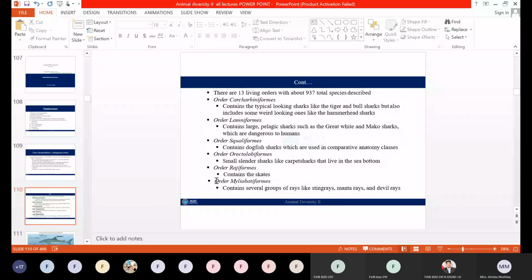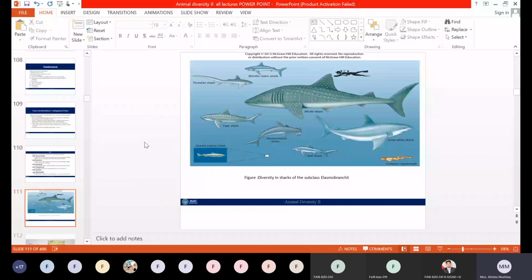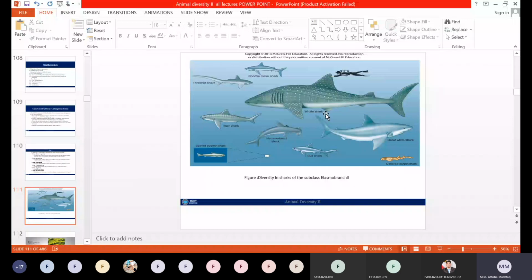Right. So here you can see in the diagram there is a diversity of sharks which belong to the subclass Elasmobranchii. Right? Like here you can see the tiger shark, whale shark, hammerhead shark, bull shark, great white shark. So there is a great diversity of sharks which are included in the subclass Elasmobranchii.